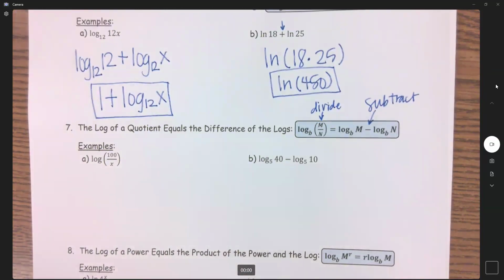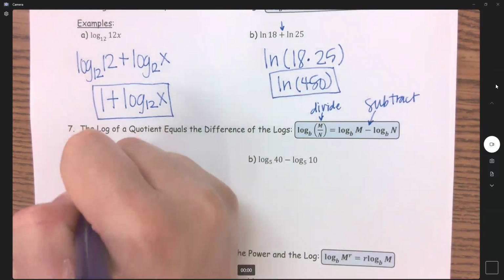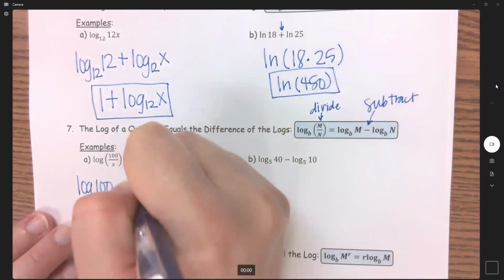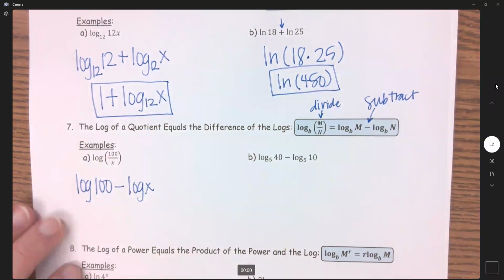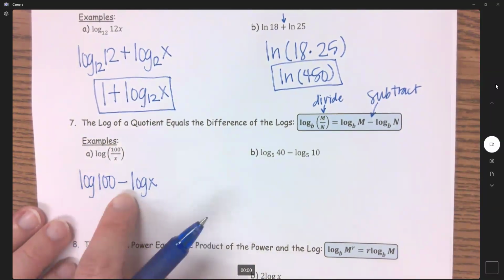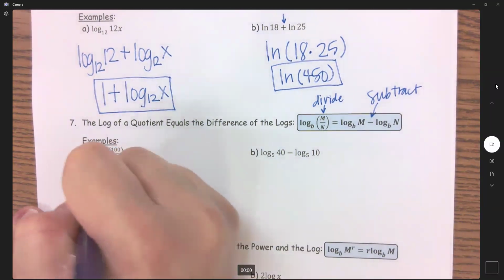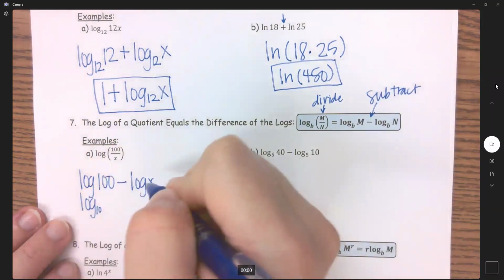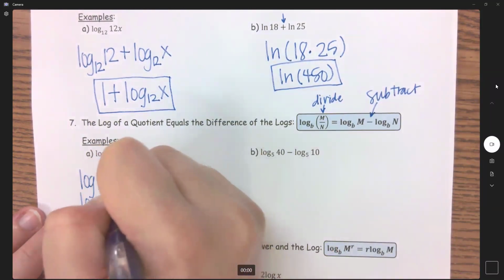So we have log of 100 over x. Because this is being divided, I'm going to subtract. So log of the top one minus log of the bottom one. We can condense this. This is the same as log with a base of 10. We can rewrite 100 to be 10 squared.